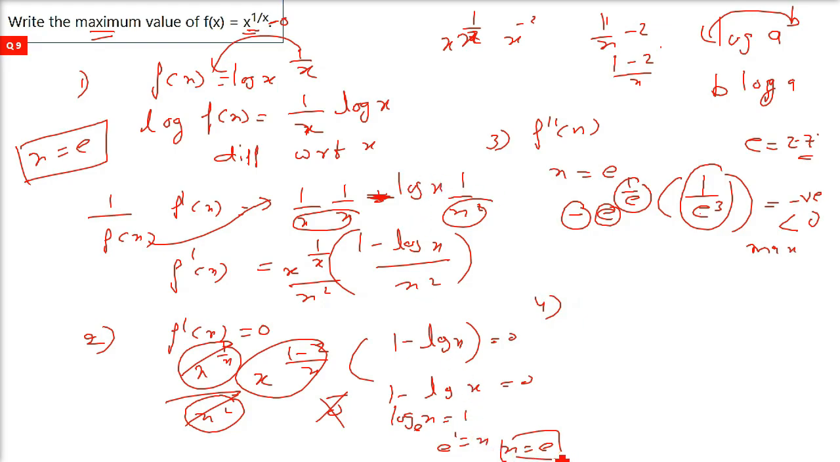The final thing is finding out the value of the function at the critical point, which is x equals e. So we are eventually finding f(e). f(x) is x raised to 1 by x. In place of x, just replace it by e. So e raised to 1 by e is your final result or answer.